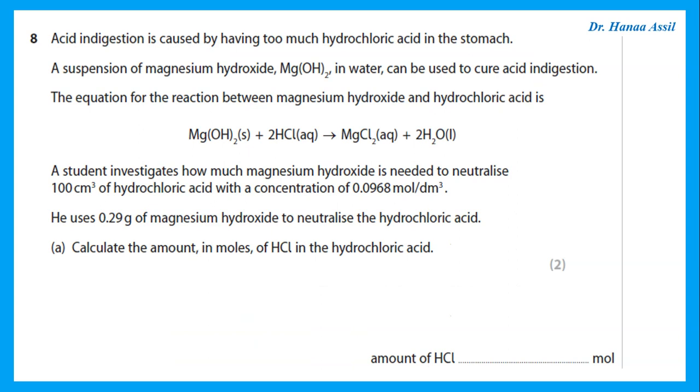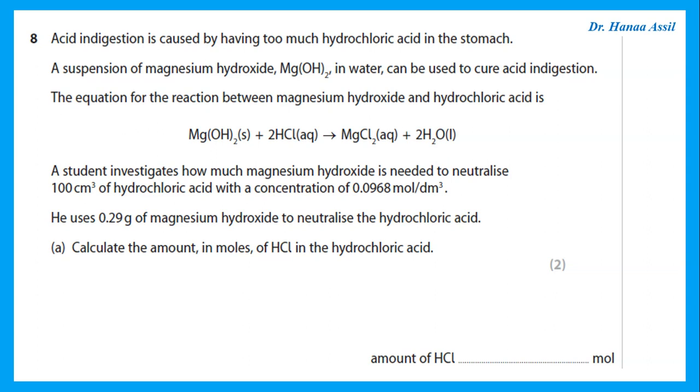Acid indigestion is caused by having too much hydrochloric acid in the stomach. A suspension of magnesium hydroxide in water can be used to cure acid indigestion. The equation for the reaction between magnesium hydroxide and hydrochloric acid is this. A student investigates how much magnesium hydroxide is needed to neutralize 100 centimeter cubed of hydrochloric acid with concentration this. He uses 0.29 grams of magnesium hydroxide.